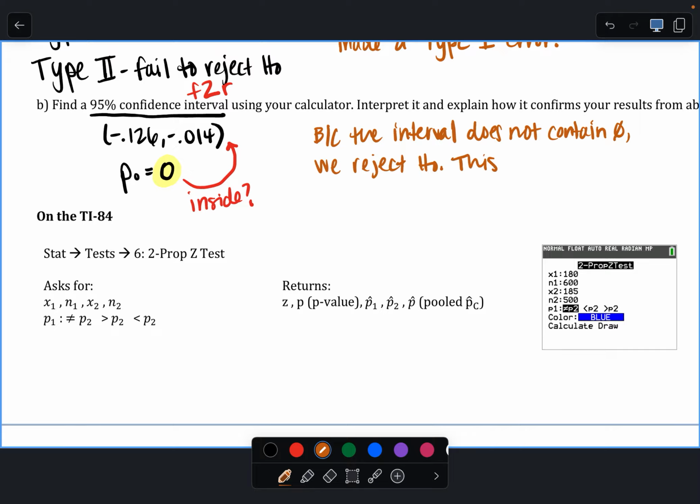This matches our decision from the significance test. They should not contradict each other. They should always have the same reject or fail to reject decision from the test to the interval using the p0. So that's a very short explanation of what that video covers, but those are the 2 main ideas: types of error and how confidence intervals and significance tests relate.